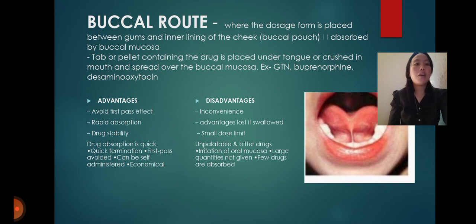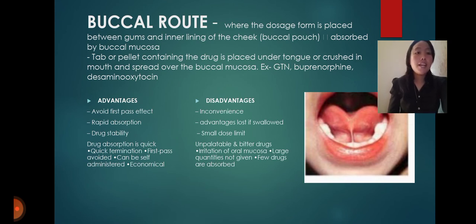So, buccal route, where the dosage form is placed between the gums and the inner lining of the cheek, or the buccal pouch, and is absorbed by the buccal mucosa. A tablet or pellet containing the drug is placed. So, it is still the same as the sublingual and oral routes.